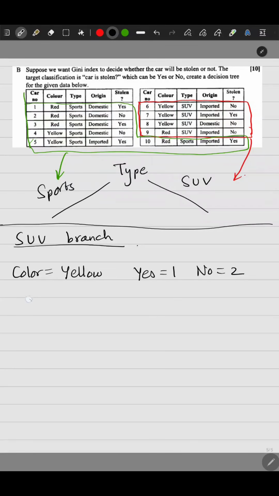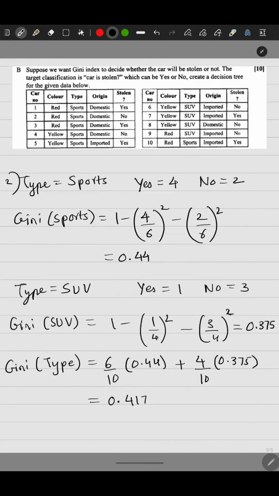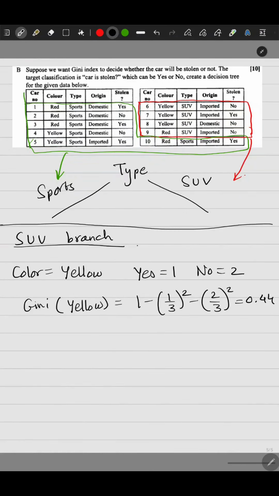Okay, so the Gini impurity for color equal to yellow is 1 minus 1 by 3 square minus 2 by 3 square. Calculate this and it comes out to be 0.44, which is also a value we had calculated before. Yes, this is the same thing, right? 4 by 6 is 2 by 3, 2 by 6 is 1 by 3. So we had calculated this before. It's not that always this kind of a thing will be there in your numerical, but just be on the lookout, are the calculations repeating.